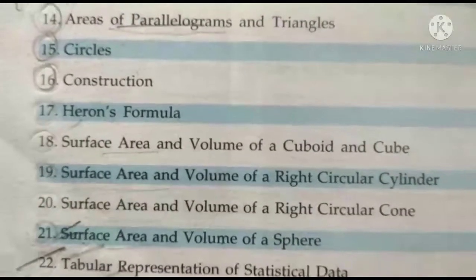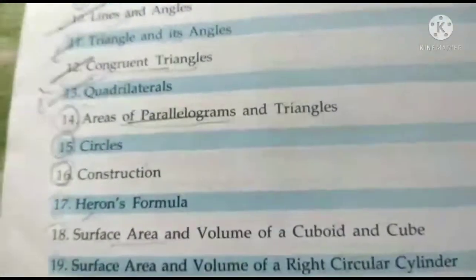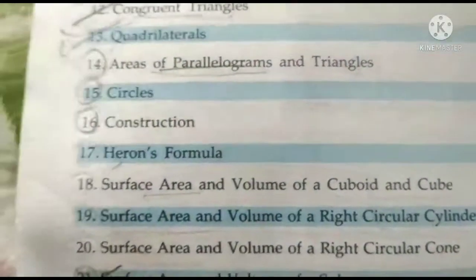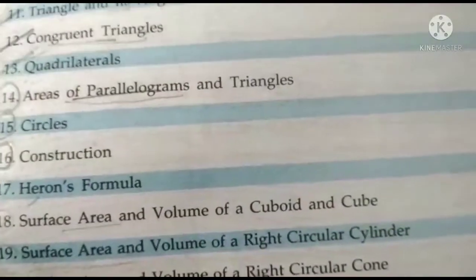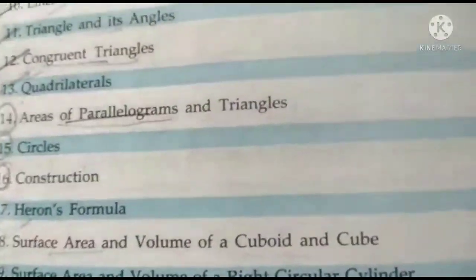See, here is chapter number 17. You can see it is Heron's formula. This Heron's formula is composed of areas and perimeters. Areas of triangle, parallelogram, rhombus. Perimeter of triangle, parallelogram, rhombus, means different types of geometrical figures. You have to find the area. See, Heron's formula means Hero's formula.